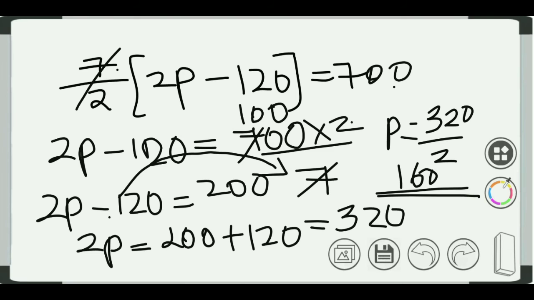Okay. So this is your answer. You got p value. P was your first term. You have taken price. Let cost of first prize be p. In the beginning of the answer, you have written let the cost of first prize be p. Now you got the value of p as 160. Okay. Now what will be the AP?